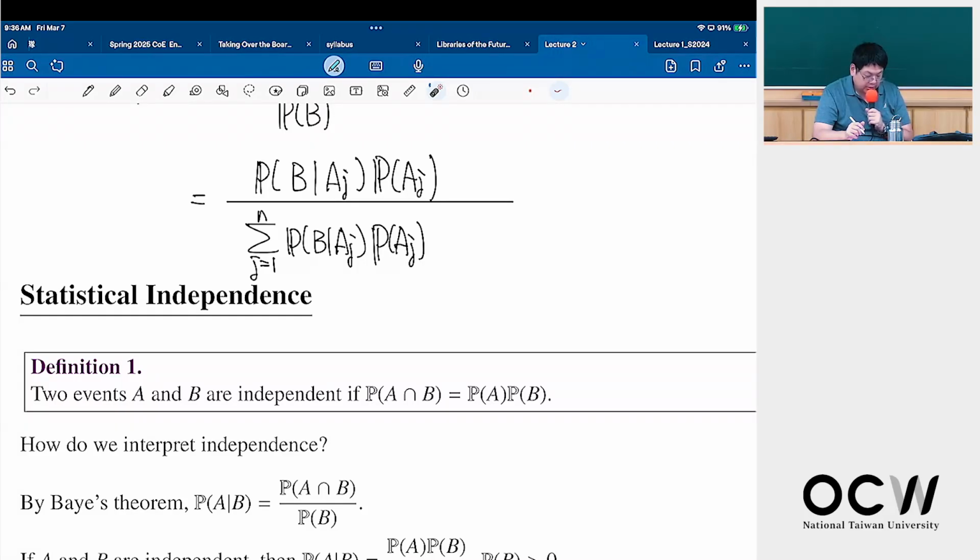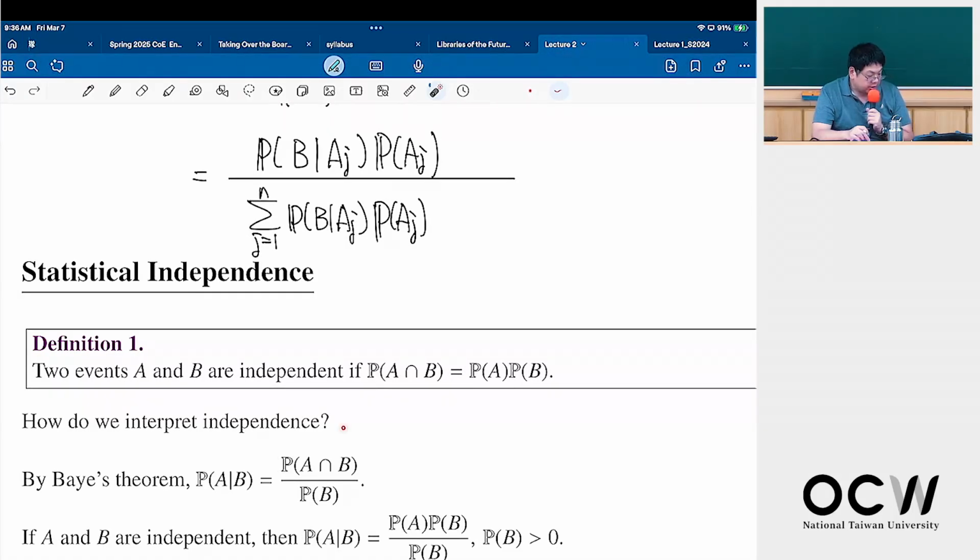So first, let's see how we interpret independence. Here we call this statistical independence, compared to the linear independence that you learned from mathematical engineering. It's a little bit different: linear independence and statistical independence.